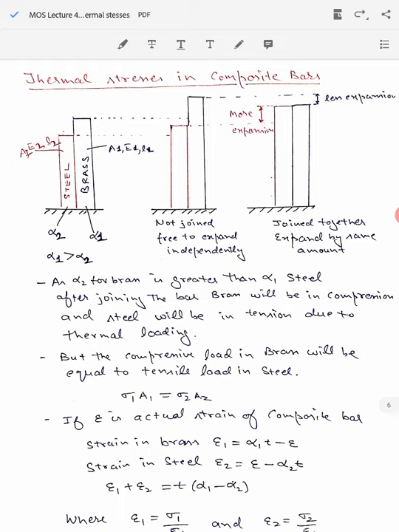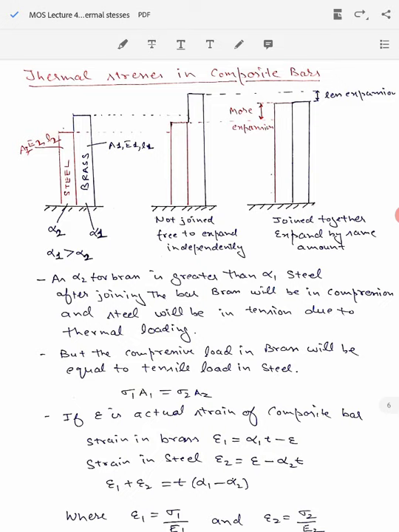Here I have written that as alpha 2 for brass is greater than alpha 1 of steel, after joining the bars, the brass will be in compression and steel will be in tension due to the thermal loading. But even though they are of a different nature, compressive and tensile, their values will be equal. So the same amount of compressive or tensile load will act in the brass and steel part. So that's why sigma 1 A1 will be equal to sigma 2 A2.